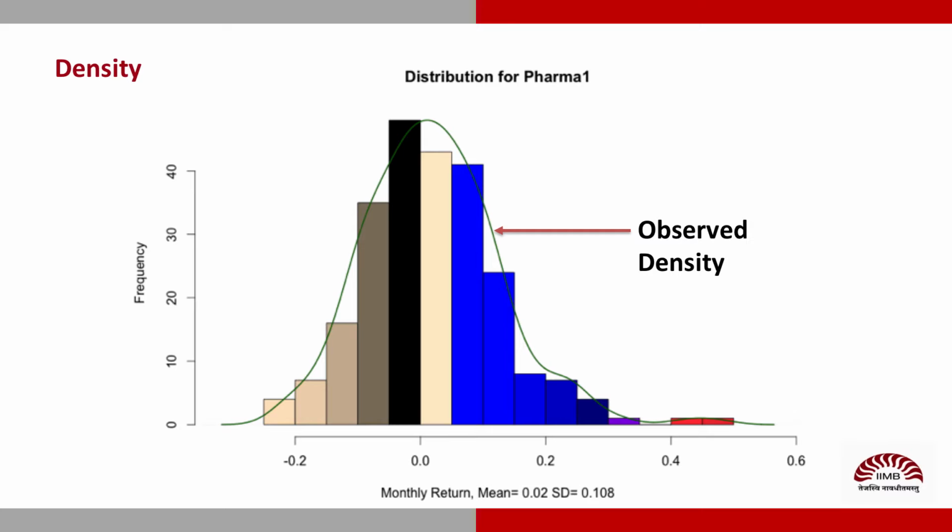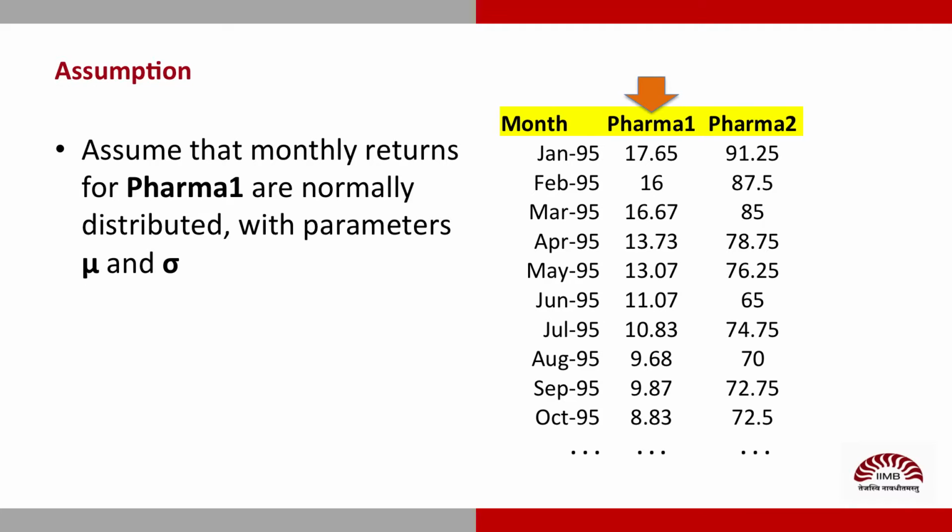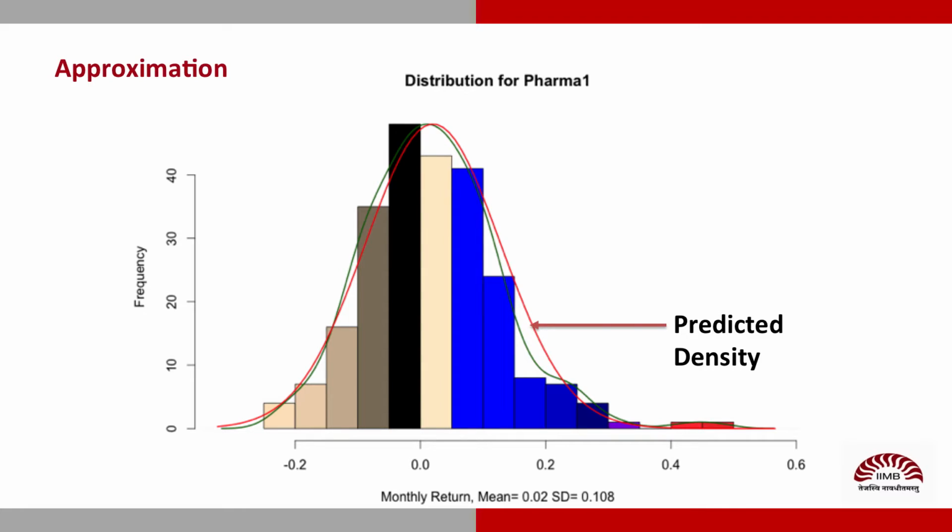By now, you know what the density of a continuous variable is used for. It helps us work out probabilities. Right. Here's the histogram for the first pharma stock with the density superimposed on it. Suppose we assume that the monthly returns for pharma 1 are normally distributed. Its parameters mu and sigma are derived from the actual monthly returns. We will lay this density over the previous picture. So you agree, Lisa, that the normal approximation is good?